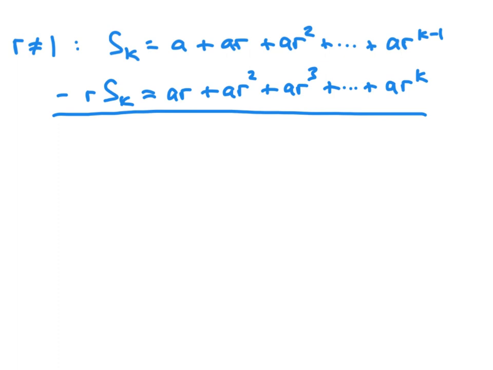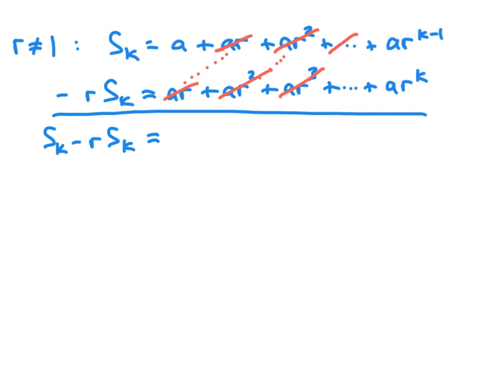On the left side, we simply have what we have. We have s sub k minus r s sub k. But on the right-hand side, we're going to get a lot of simplification. Notice, for example, that both of our equations have an ar term on the right-hand side. And so when we subtract the terms from the bottom equation from the terms in the top equation, the ar's are going to cancel. Likewise, both equations have an ar squared, and so when we subtract, those terms will cancel. In our bottom equation, the ar cubed term will cancel with the ar cubed term in the line above.